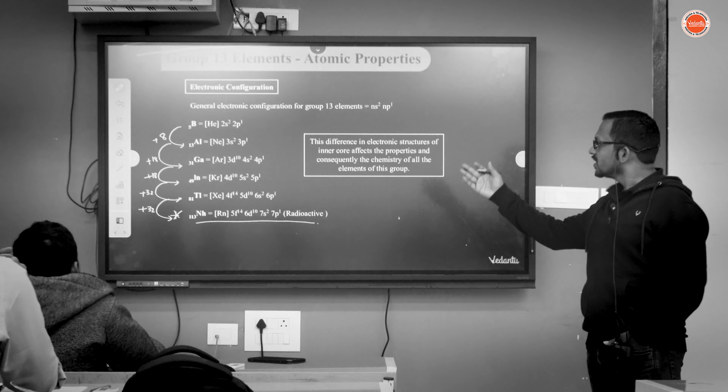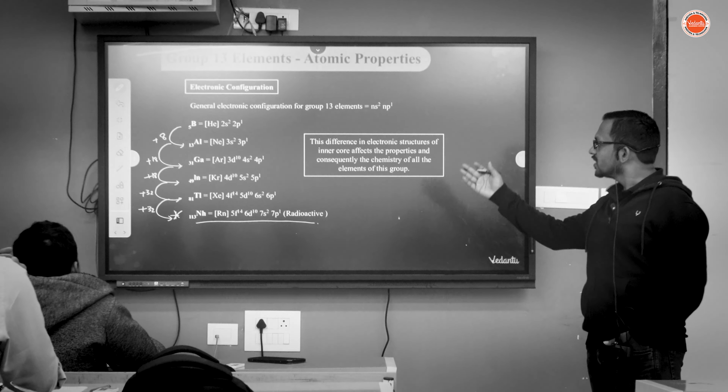Its atomic radius slightly decreases, and its ionization energy value will be what? Increases. But thallium is not decreasing like gallium. So it is not that much of a high value, whatever we are expecting. So slowly, it slightly decreases. Right now, clear?